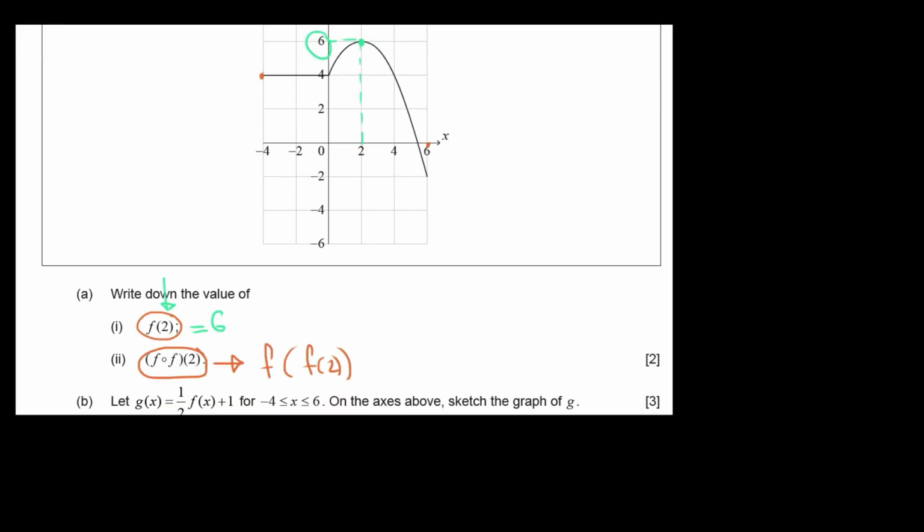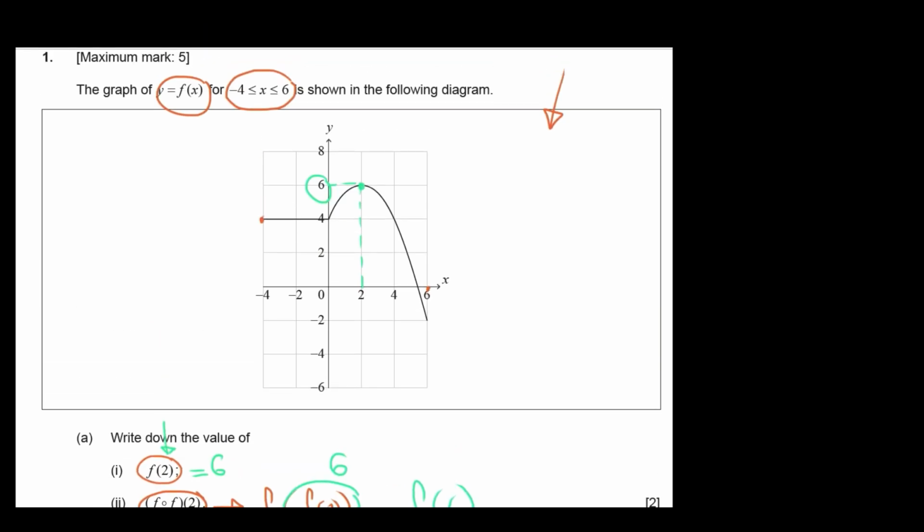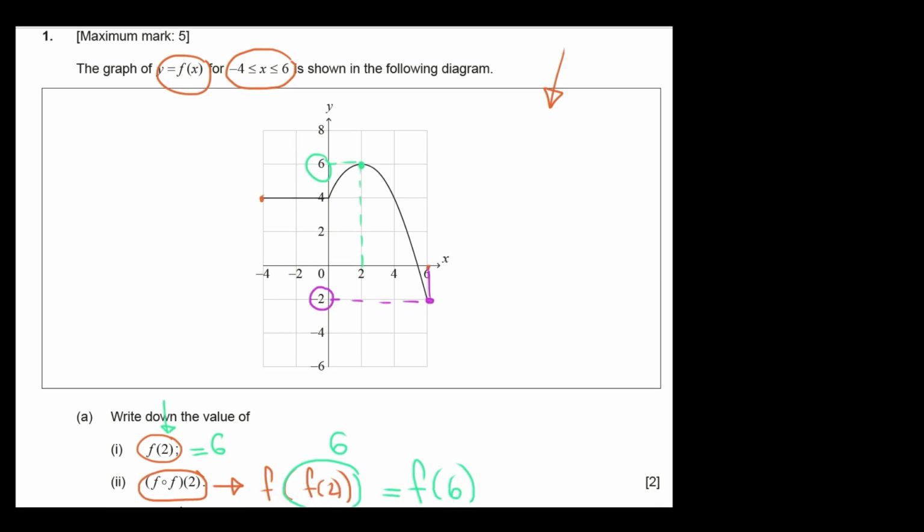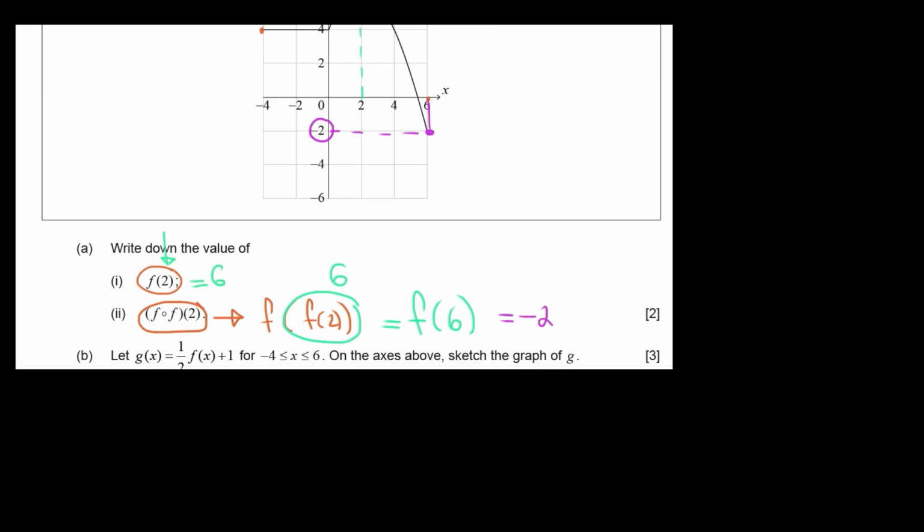Now, look how I solve question B. It says f(f(2)). Since f(2) is 6, I'm just going to rewrite this as f(6). So I'm going back to my graph and I look at 6 and I go down on my graph. Here it is. Boom. The answer is -2. So I'm going to write that as an answer: -2.